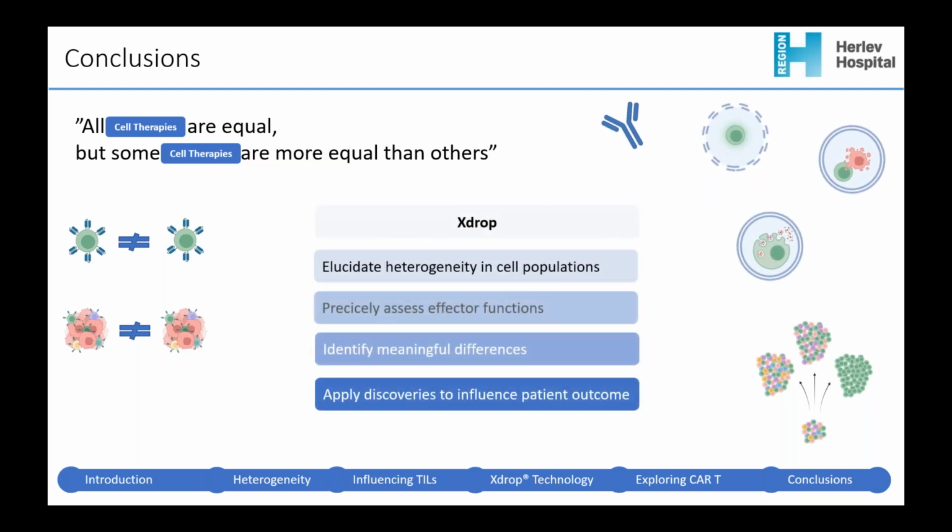So with the Xdrop, we're able to really elucidate heterogeneity in cellular populations and really assess the effector functions of these cells. And we hope that we can identify very meaningful differences in these populations. And then maybe we can apply these discoveries to influence patient outcome.